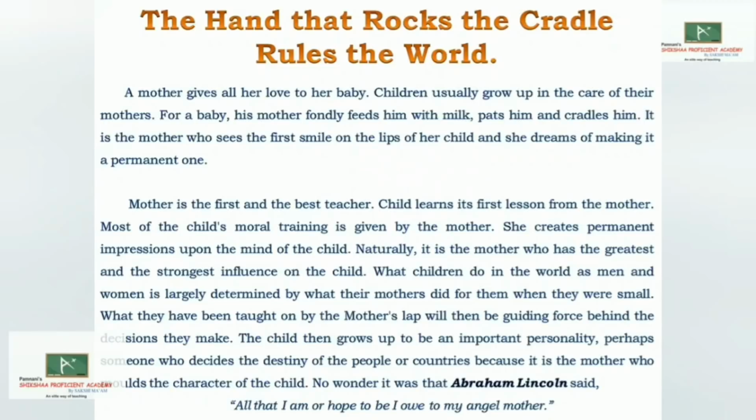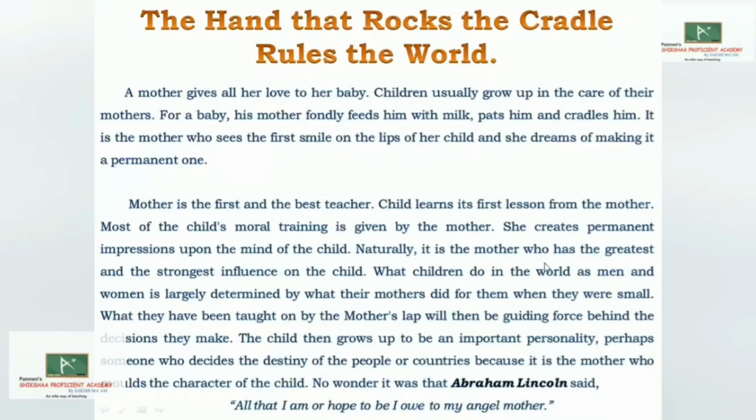A mother gives all her love to her baby. Children usually grow up in the care of their mothers. For a baby, his mother fondly feeds him with milk, bathes him, and cradles him. It is the mother who sees the first smile on the lips of a child, and she dreams of making it a permanent one. Mother is the first and the best teacher. Child learns its first lesson from the mother. Most of the child's moral training is given by the mother. She creates permanent impressions upon the mind of the child.